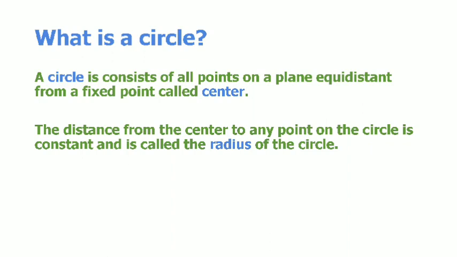What is a circle? A circle consists of all points on a plane equidistant from a fixed point called the center. The distance from the center to any point on the circle is constant and is called the radius of the circle.